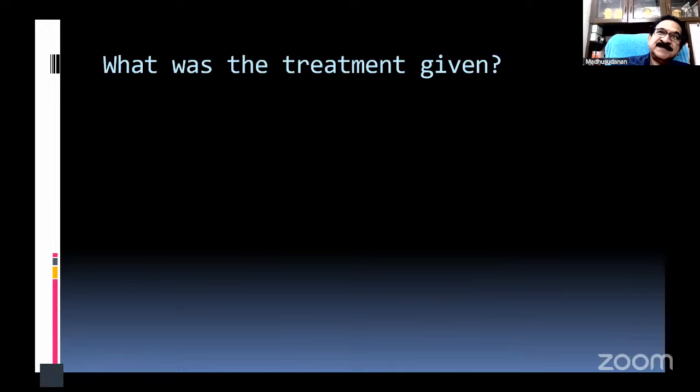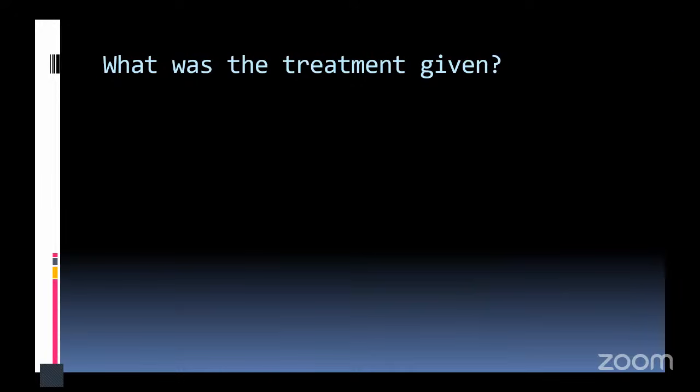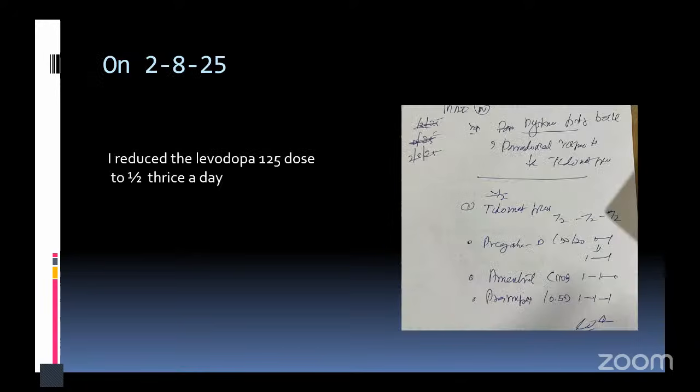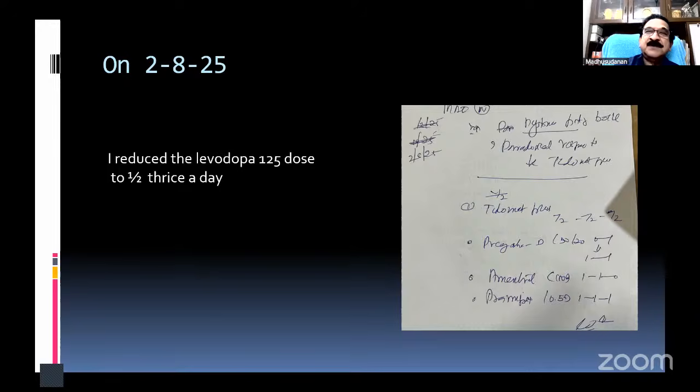So, what was the treatment given? Stopping levodopa? Clonazepam, sir? You're right, sir. No. Orthostatic tremor, clonazepam, no. What I did was, I reduced the dose of levodopa.